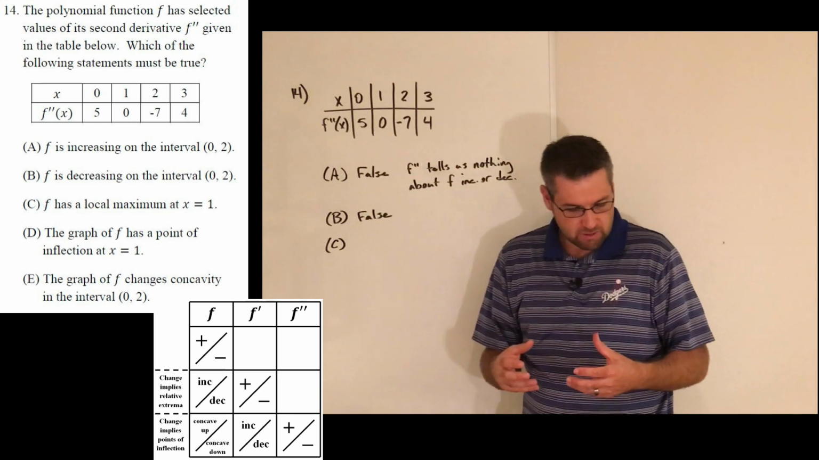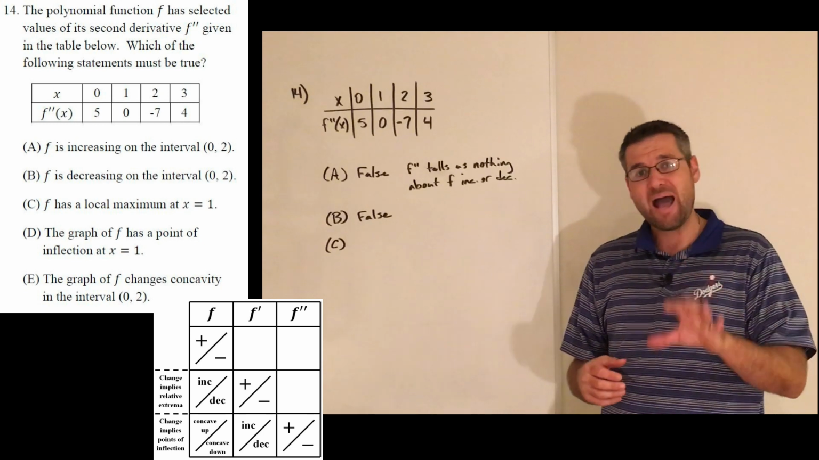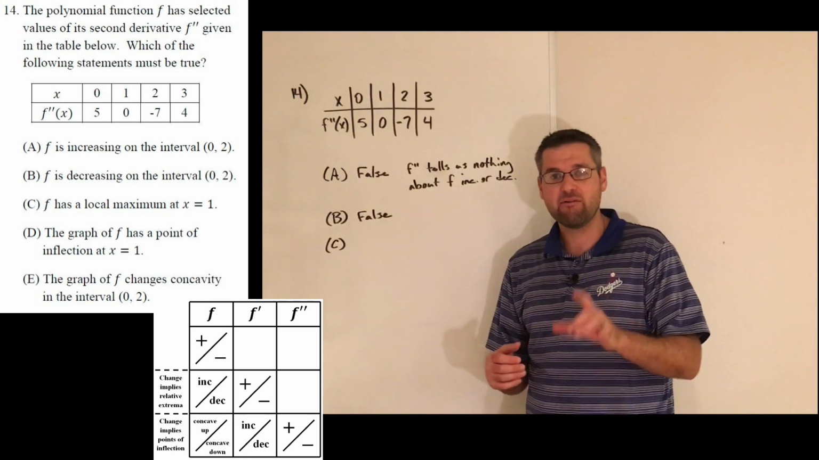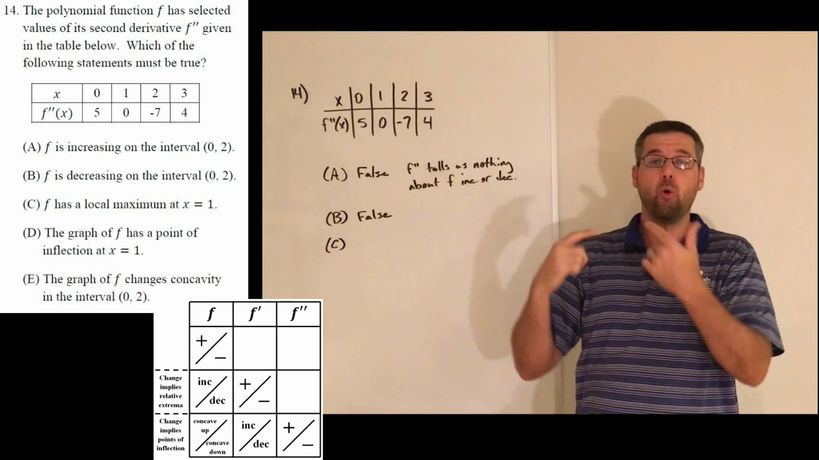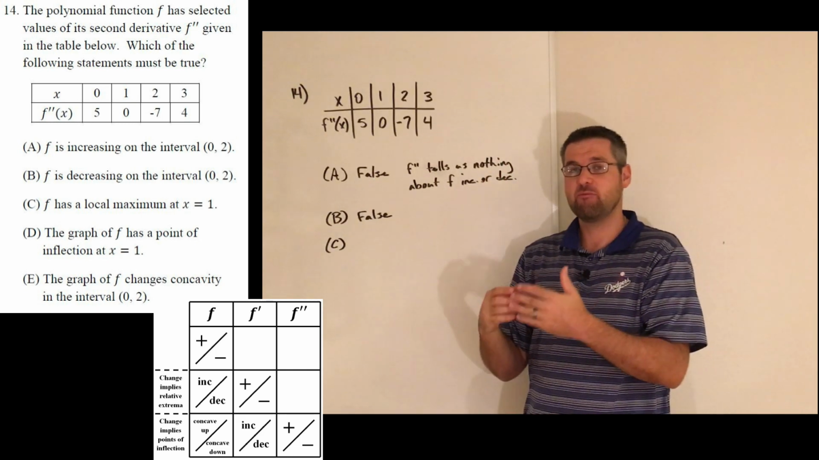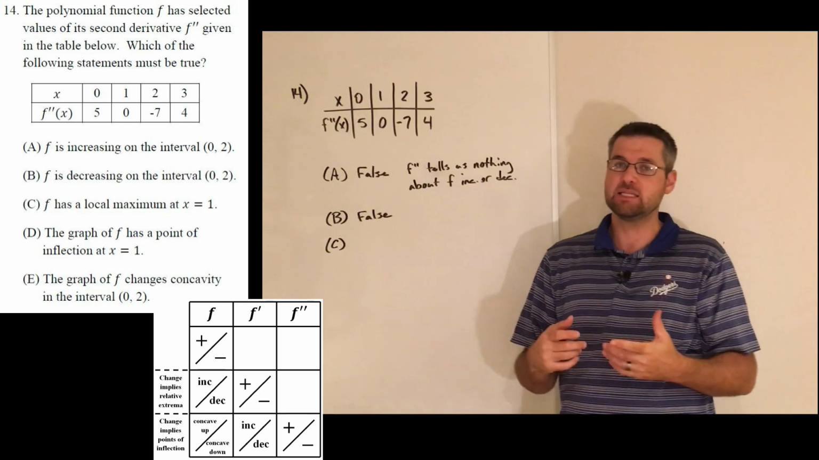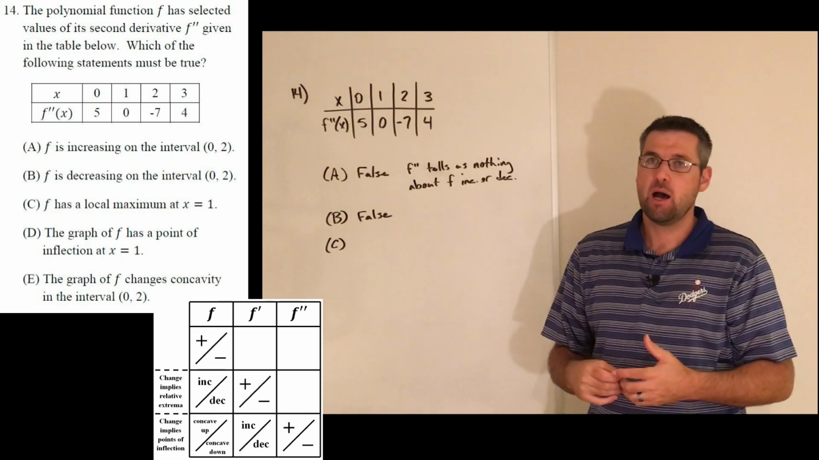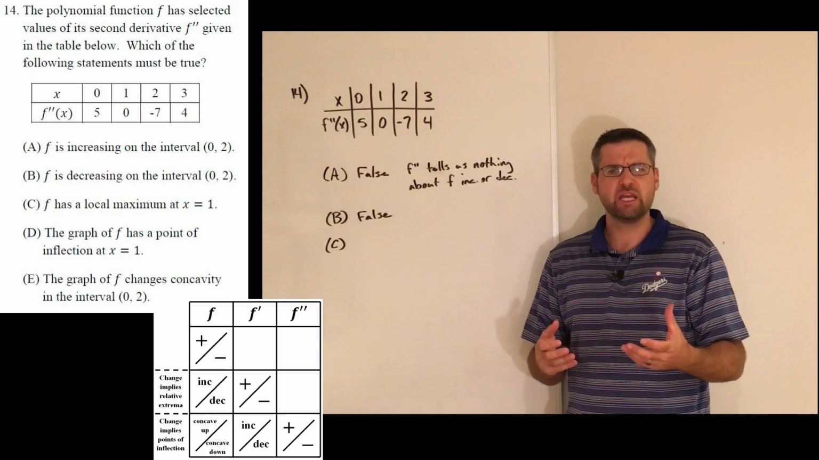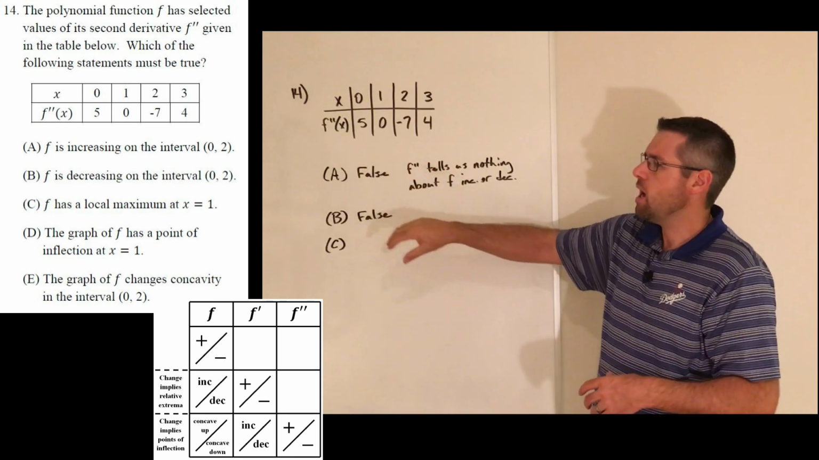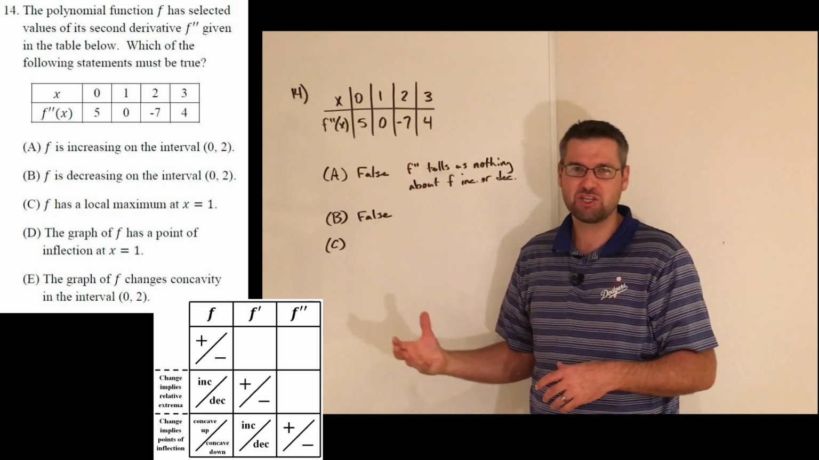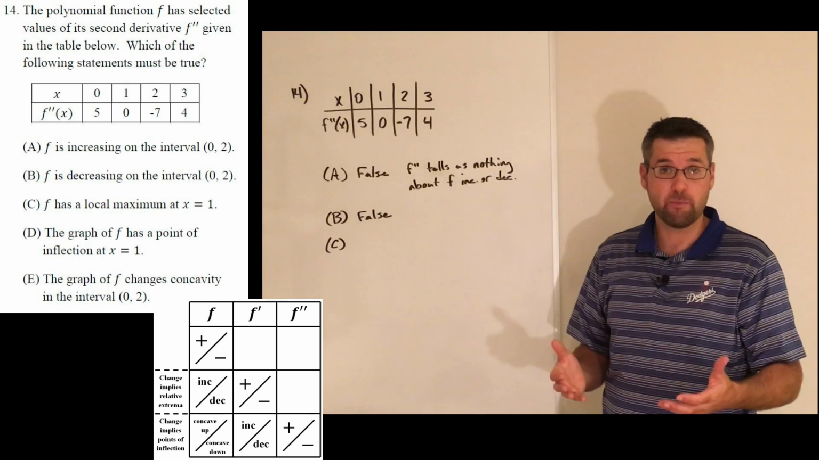We know we have a local maximum when f changes from increasing to decreasing, which we can interpret as f prime changing from positive to negative. But there's no interpretation with f double prime, for the same reason that A and B were false. We can't look for a change in direction by looking at f double prime at all.